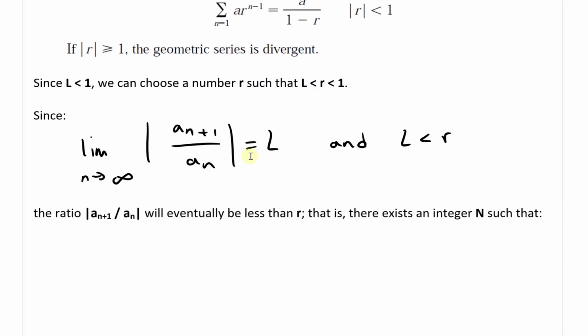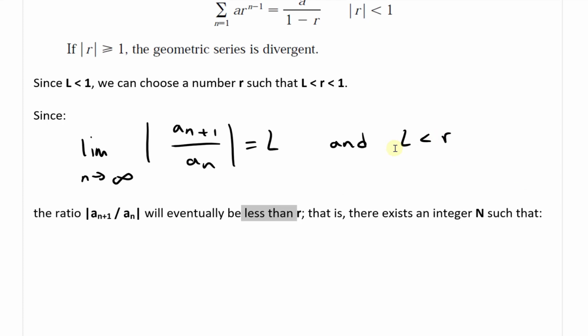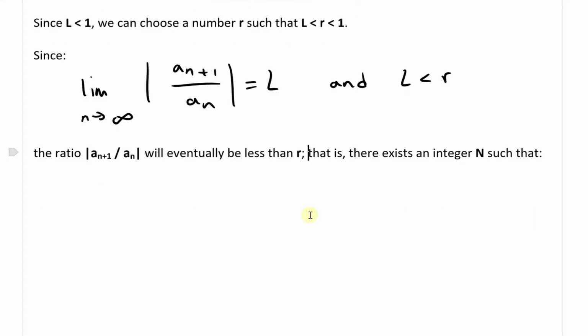Since this limit exists and equals L, and we have L less than r, the absolute value of a_(n+1) over a_n will eventually be less than r. That is, there exists an integer, a capital N, such that the absolute value of a_(n+1) over a_n is less than r. We've got to get to the right integer that corresponds with this. Since the limit is equal to L, eventually you're going to have it less than r, since r is greater than L and less than 1.